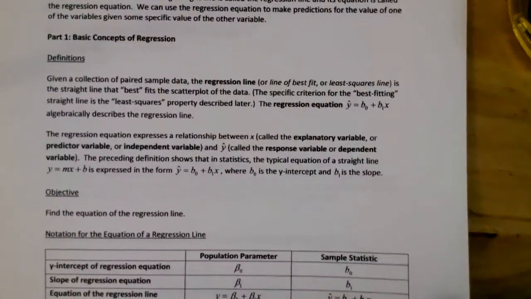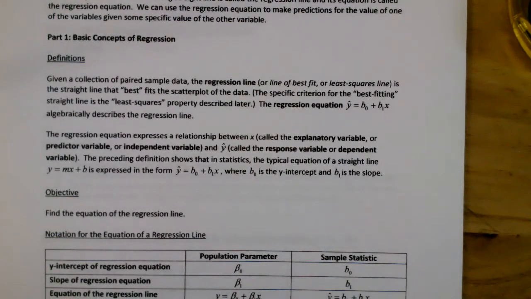for regression. If you're given a collection of paired sample data, the regression line, which is also called the line of best fit or least squares line, is the straight line that best fits the scatter plot of the data. Now, we did talk about what a scatter plot was. It was a graph of paired x-y data. Now, the points don't necessarily have to be a straight line. They can be a set of points that get close to a straight line. Now, the specific criterion for the best fitting straight line is the least squares property described later.